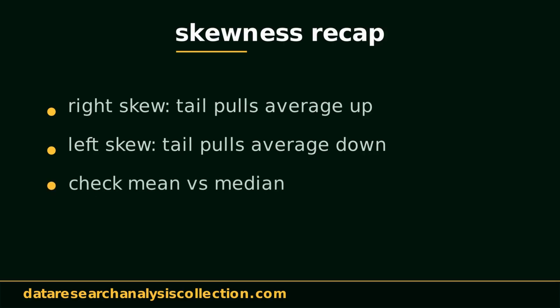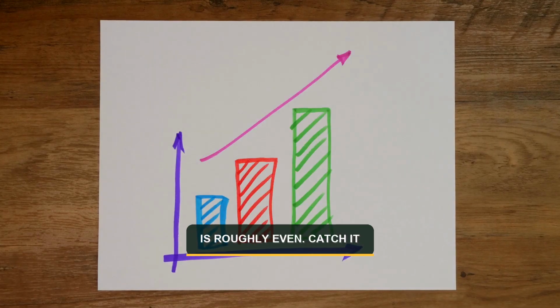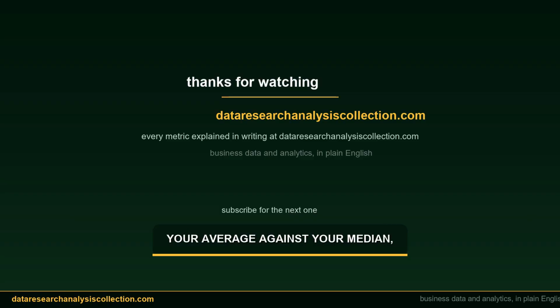So to recap, skewness is the lean of your data. A right skew is when a long tail of big values pulls the average up above the median. A left skew is when a low tail drags the average down below it, and it is near zero when the two meet and the shape is roughly even. Catch it in one glance by reading your average against your median. Confirm it with a histogram, and on skewed data, lead with the median rather than an average that no typical customer would recognize.